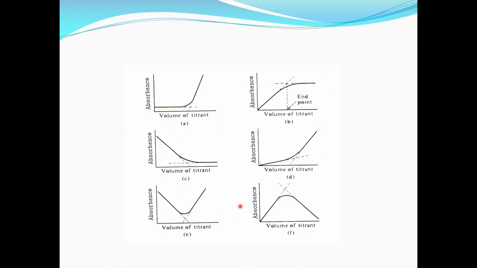Now, here what is happening? There is an increase in the complex, the complex is being formed, absorbance is increasing, and then the absorbance is decreasing, and then again it is reaching 0. So, there are two complexes being formed, one is a colored complex, another is a non-colored complex.